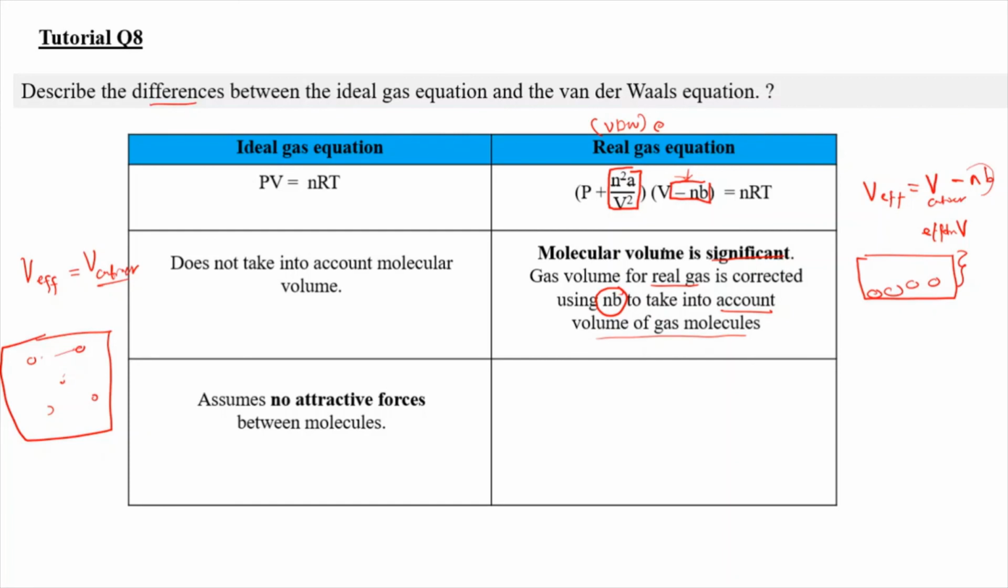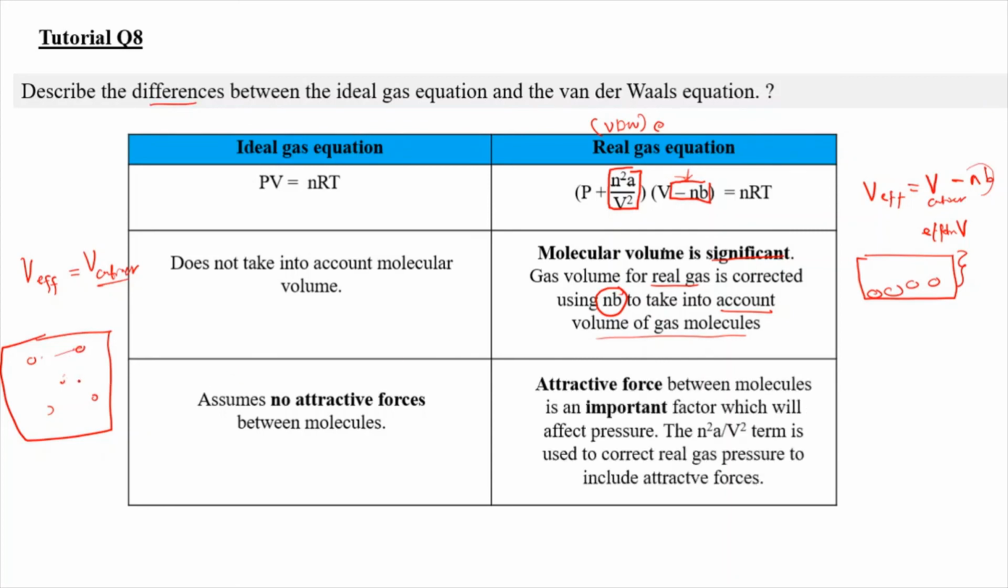However, for the real gas equation, there are attractive forces between one molecule and another, for example dipole-dipole forces or London dispersion forces and so on. So the real gas equation takes into account the attractive forces from one molecule to another. As a result, the factor of n squared over V squared is used to correct the real gas pressure in order to include the attractive forces. And that is why we need to add n squared a over V squared here.